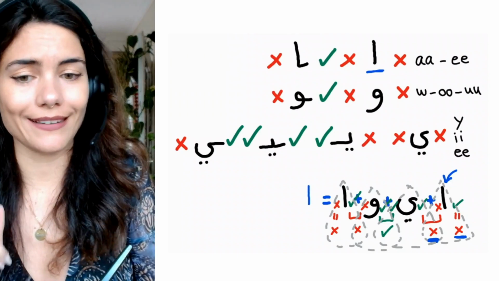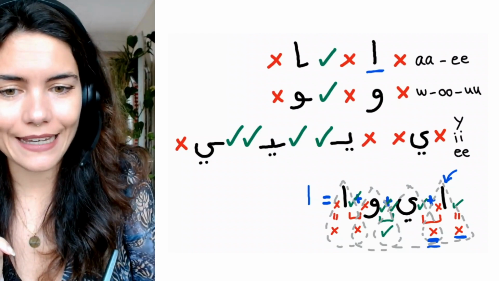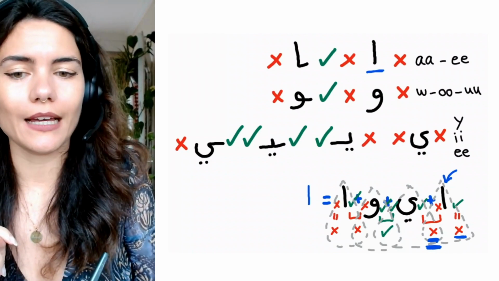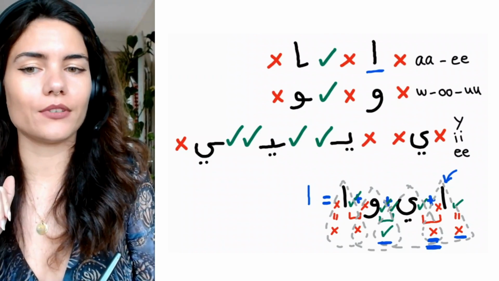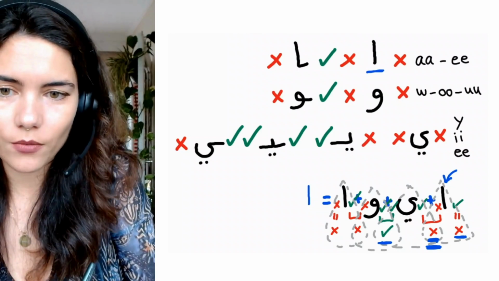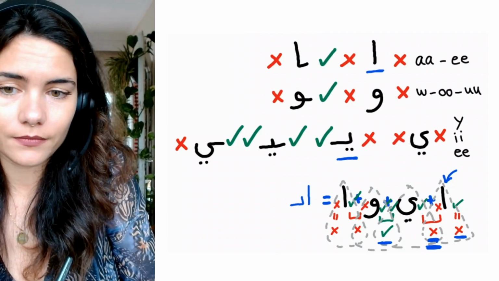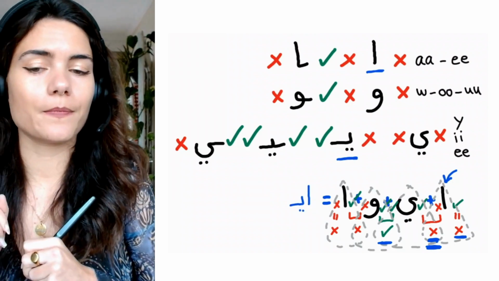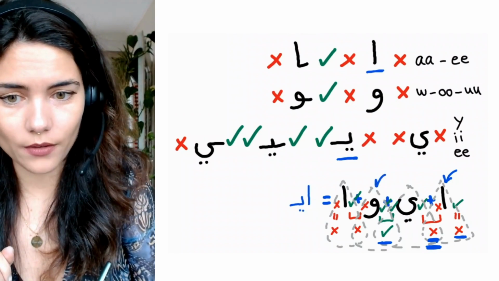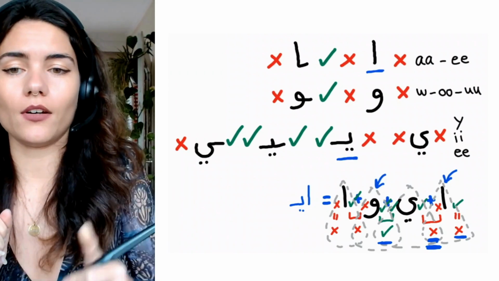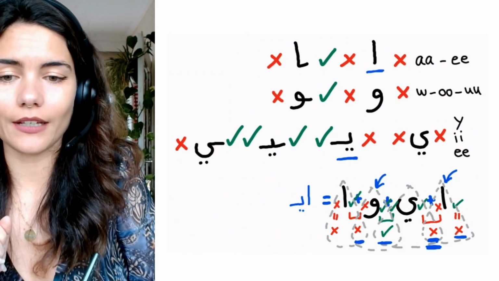Then we need to find the ya with an X to its right and a tick to its left. So we go and try to find it, and we find it right there. And we write it as we see it there. Then we go for the wow with a tick on the right and an X on the left.